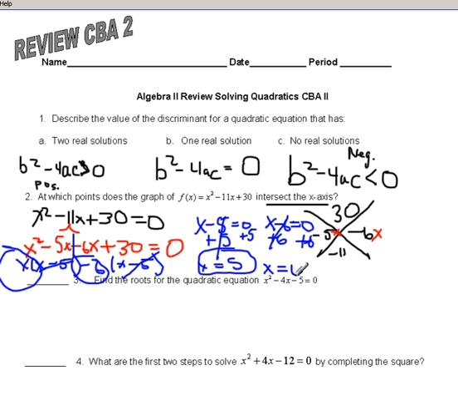So where does it intersect the x-axis? Well, it's going to intersect at 5, 0. And it's going to intersect at 6, 0.